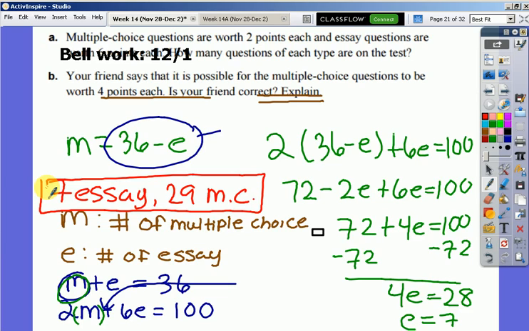Now, notice the problem itself. It doesn't say let's reduce the number of essay questions so that we still have 100 points. It says given these particular 7 essay questions and 29 multiple choice questions, can they be worth 4 points? Well, no, because then we'll get over 100, right? If you say to yourself, well, yeah, it can be possible if I reduce the number of essay questions, yeah, but we're not going to do that. We don't have that stipulation. It just says, is it possible for the multiple choice to be worth 4 points? So no.